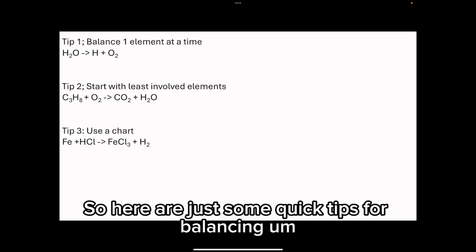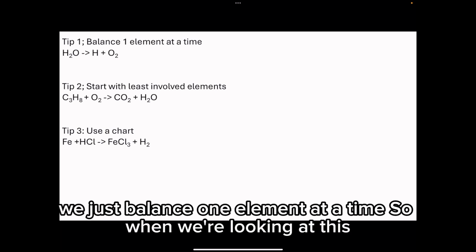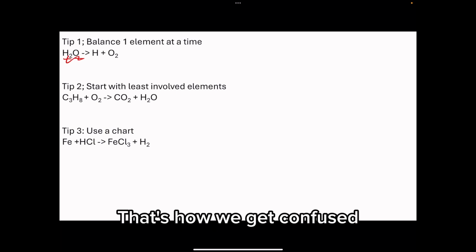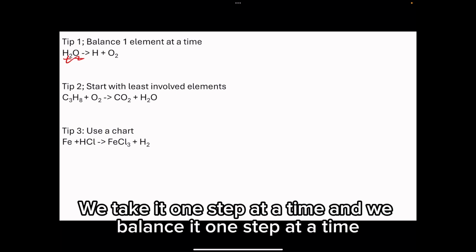So here are just some quick tips for balancing. We just balance one element at a time. So when we're looking at this, we're not looking at both hydrogen and oxygen at once. That's how we get confused. We take it one step at a time and we balance it one step at a time.